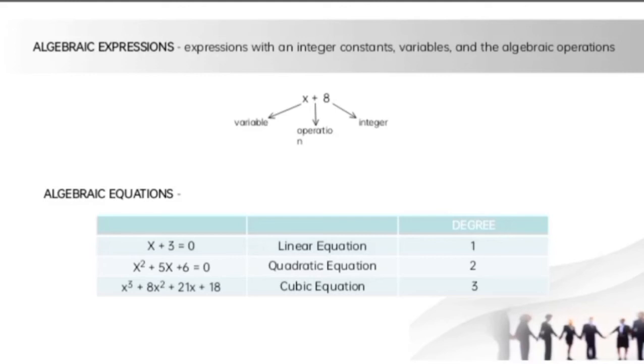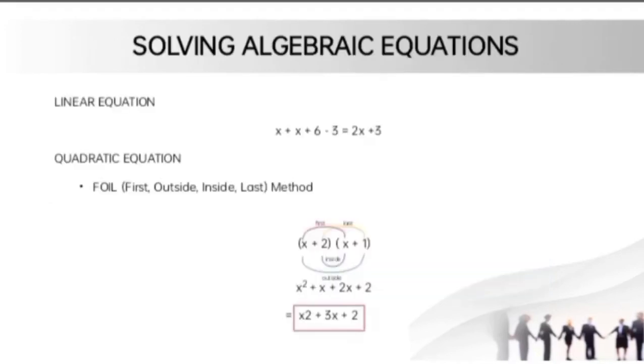And we have the quadratic equations, and the degree is 2. We have x squared plus 5x plus 6 equals 0. Since the exponent of the highest variable is 2, it is a quadratic equation. And for the last example, we have x cubed plus 8x squared plus 21x plus 18. And since a cubic equation has the degree of 3, the highest exponent of the variable is 3. That is a cubic equation.